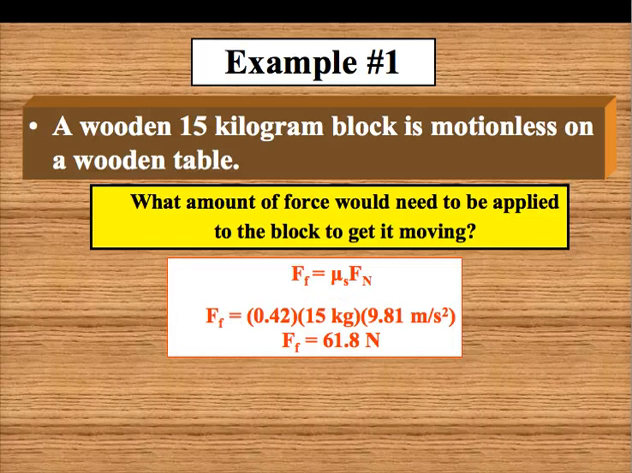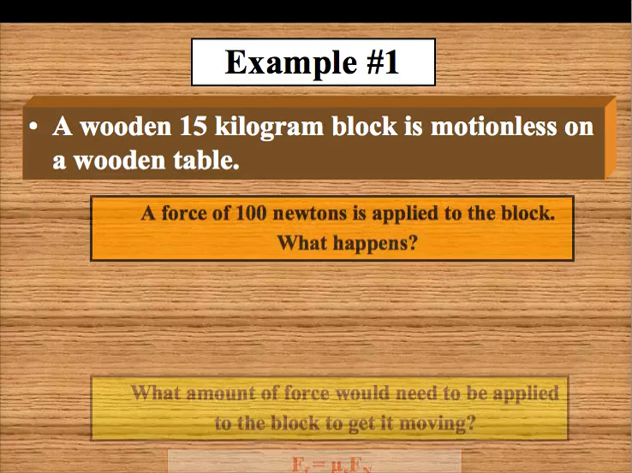Well, the force of friction is equal to mu sub s, that's the coefficient of static friction, times the normal force. In this case, the coefficient of static friction between wood and wood is 0.42. Mass of the block, 15 kilograms, times 9.81 meters per second squared, the acceleration due to gravity, that's equal to the normal force. So the force of friction is 61.8 newtons.